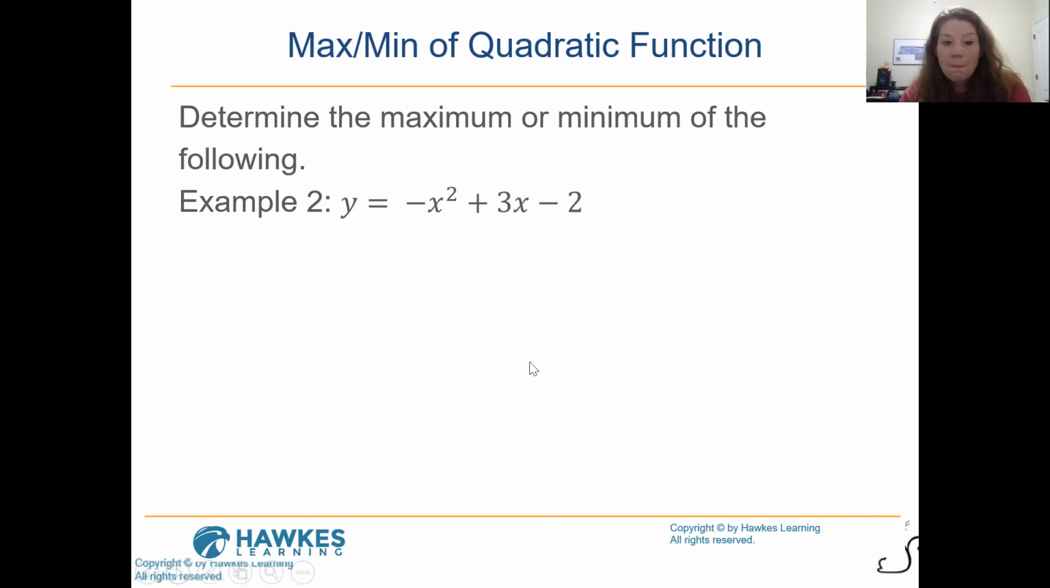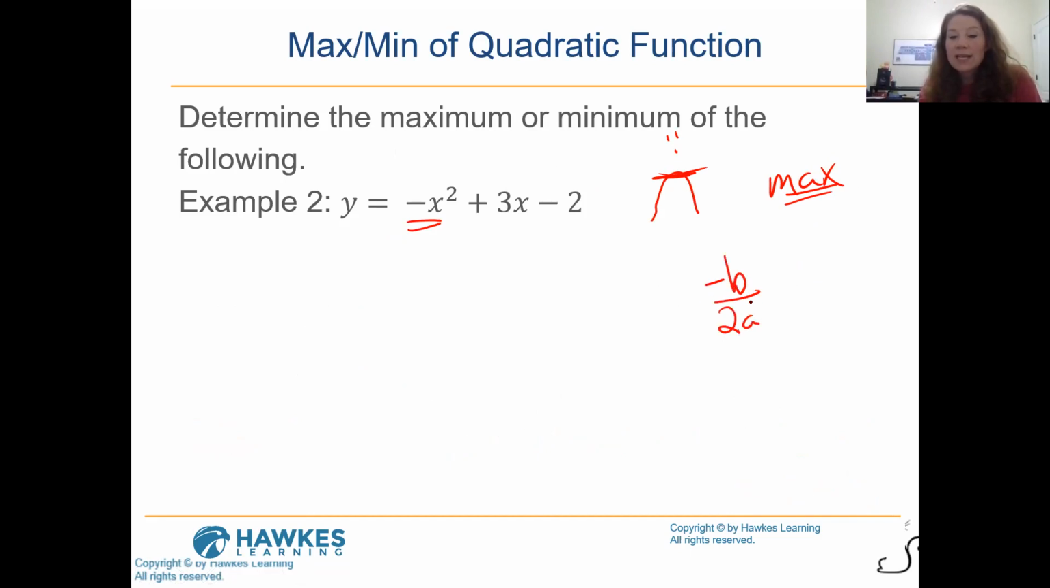All right, so first of all, we want to know, are we going to have a minimum or a maximum? Well, our a is a negative number. That means we're going to have a sad parabola, which means we're going to have a maximum. So that's the first button we're going to click in Desmos. And now to find the maximum, we're going to figure out what negative b over 2a is. We're going to plug that value in and get our y value.